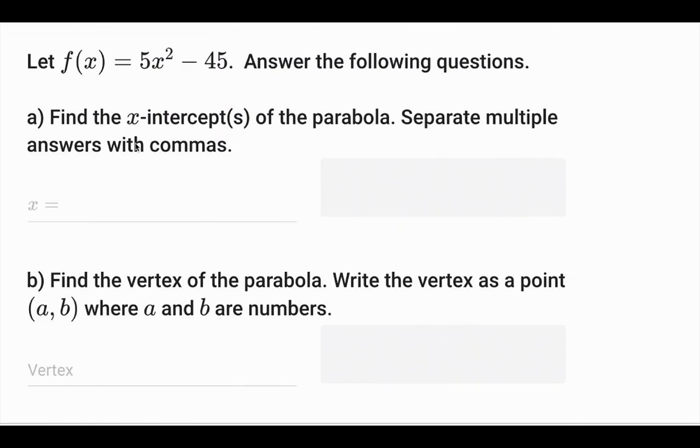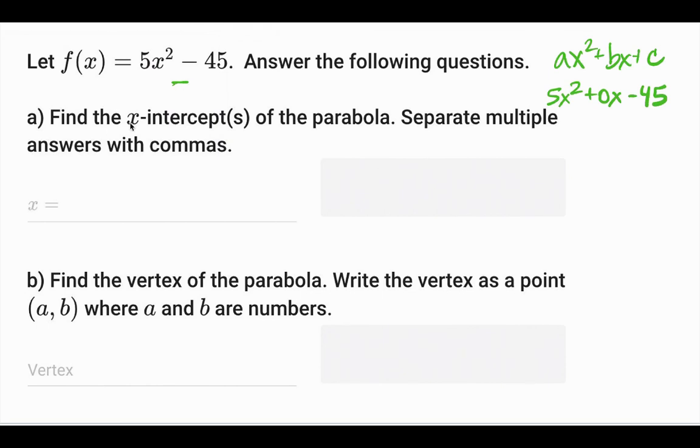If f of x equals 5x squared minus 45, find the x-intercepts and find the vertex. So again, this is standard form. It may not look like standard form, but standard form is ax squared plus bx plus c. Well, if there's no x term, this would be like 5x squared plus 0x minus 45. So it's still in standard form.